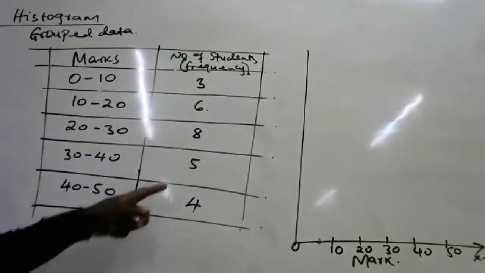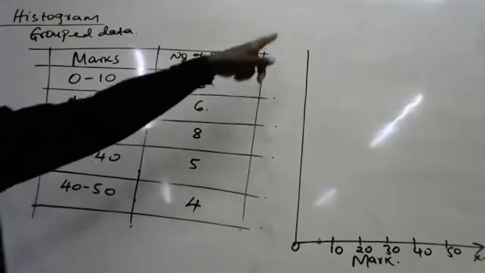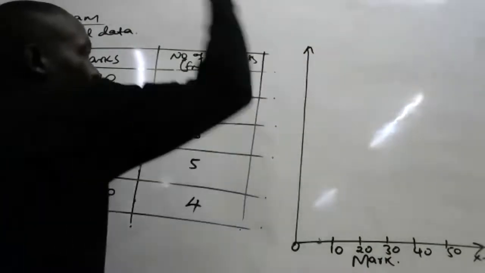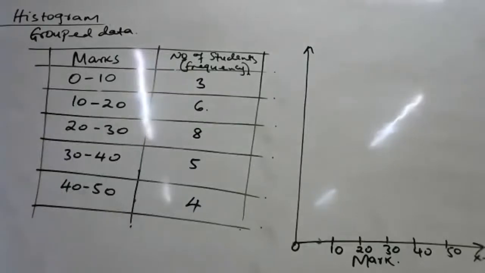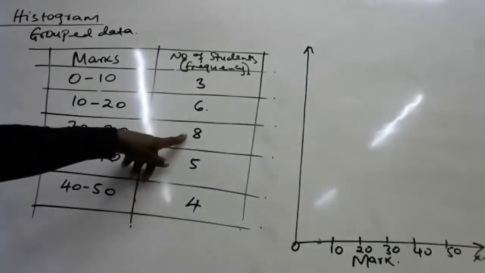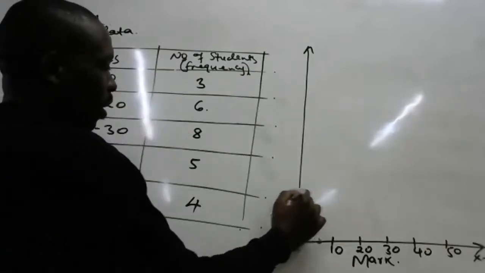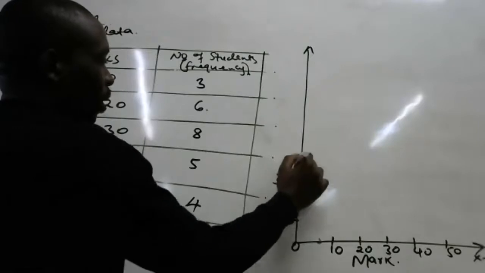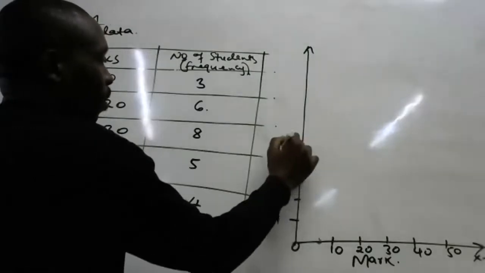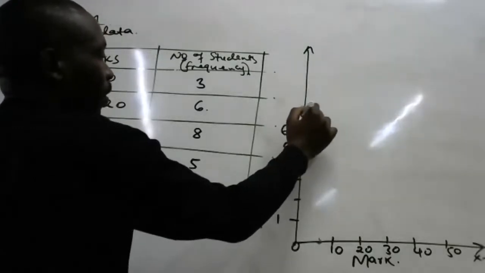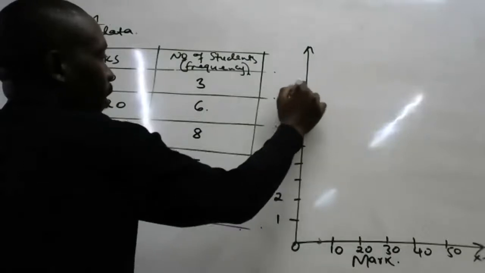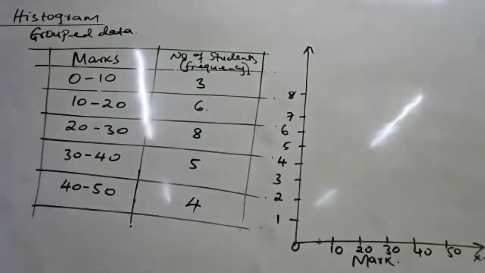Then the number of students is going to be on the y-axis, the frequency. The frequency is normally on the y-axis. The highest we have is 8, so I can go 1, 2, 3, 4, 5, 6, 7, 8, like that. So I will come here and draw my histogram as follows.